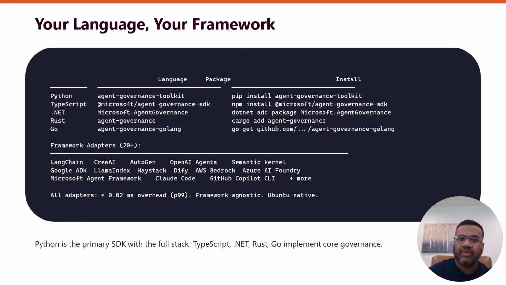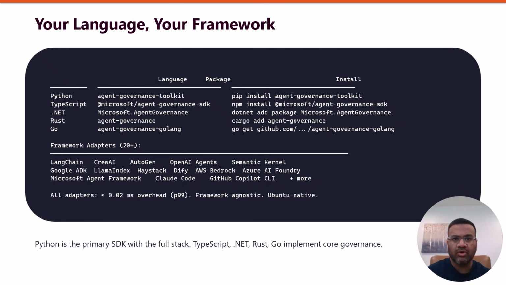AGT is not a Python-only tool. We have 5 language SDKs published to the respective package registries. Python has a full stack: policy engine, identity, trust, audit, SRE, all of the framework adapters. TypeScript, .NET, Rust, and Go implement core governance policy, evaluation, identity, trust scoring, and audit.